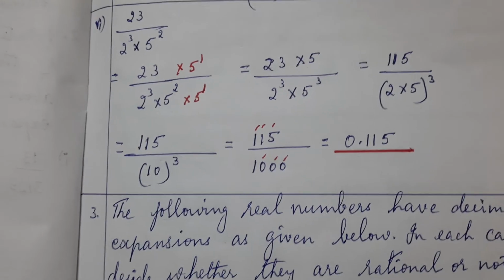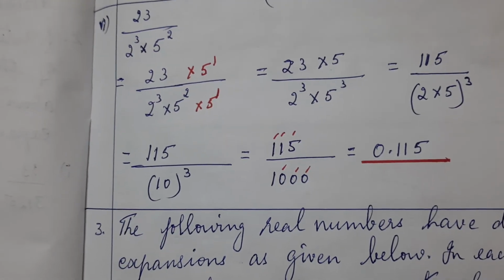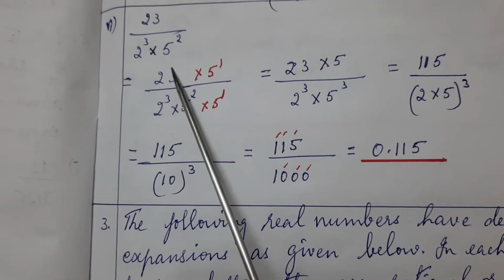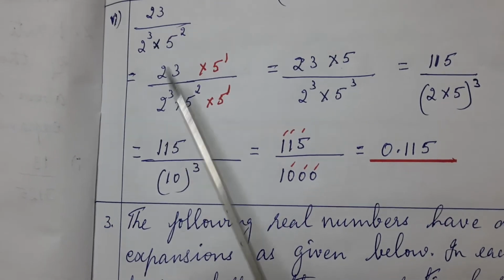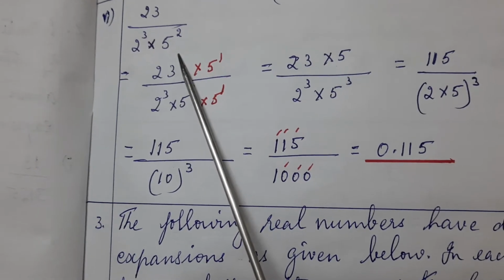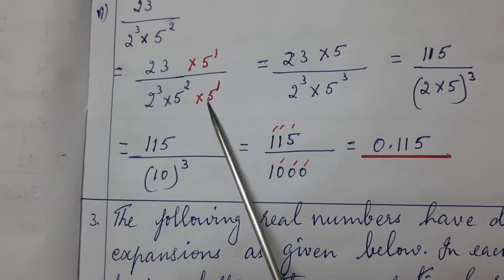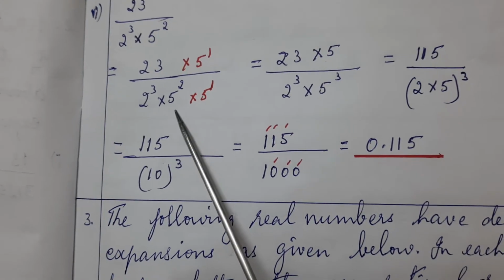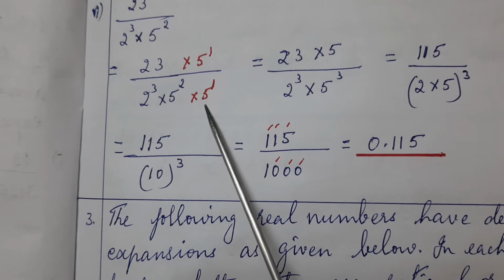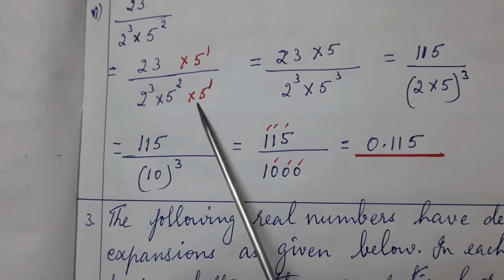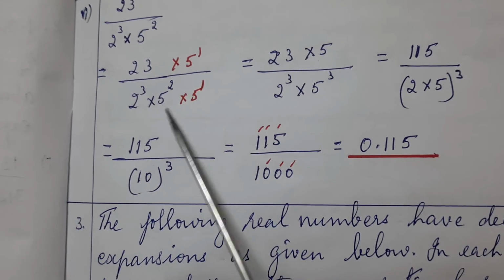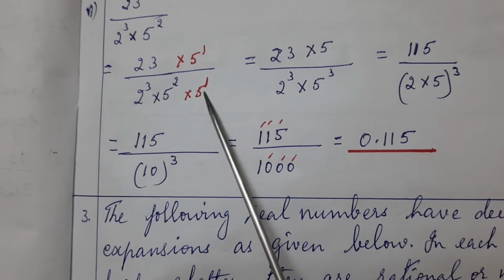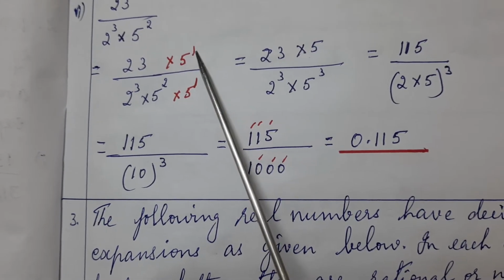The next question is 23 by 2 power 3 into 5 power 2. It's already given in the question. But here 2 power 3 is there, 5 power 2. In order to make 5 power 3, I have to multiply by 5 power 1. Same law: a power m into a power n is equal to a power m plus n. So it becomes 5 power 2 plus 1, that is 5 power 3. So whatever you are doing in the denominator, multiply in the numerator also.